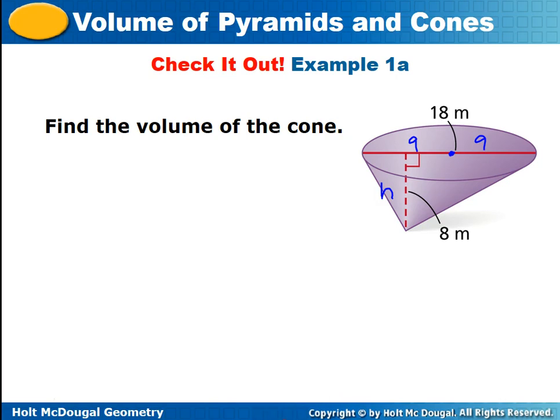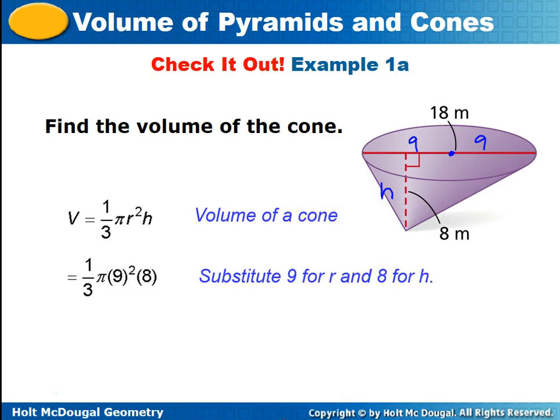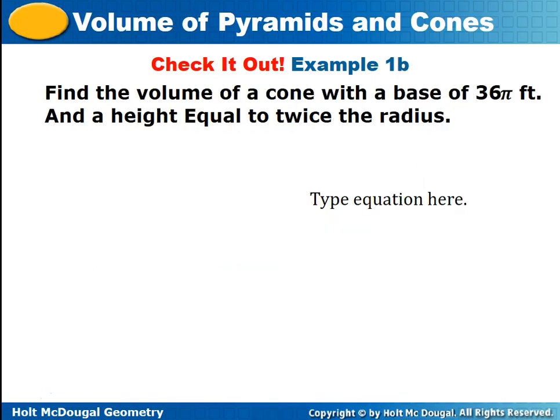Again, we're going to plug the radius and the height into this problem. So that's 9 squared times 8 divided by 3. That's going to give me my answer with pi in it, 216 pi meters cubed. And then I'm going to multiply that by pi. That's 678.6 meters cubed.